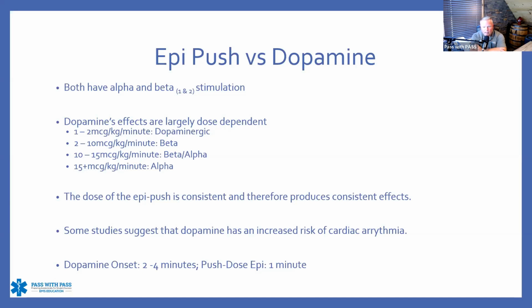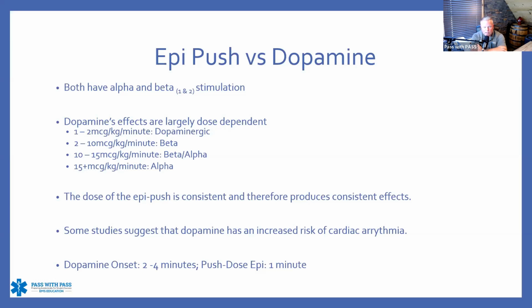If dopamine is administered at 1 to 2 mics per kilo per minute, you're basically getting dopaminergic effects. When your dopaminergic effects kick in, generally what's going to happen is you're going to get some increased blood flow to the kidney or the renal system, but you don't really get the effects that we're looking for from the pre-hospital aspect, as far as trying to increase either heart rate or blood pressure, which are the two things that we're primarily focused on when we would be administering epinephrine or dopamine.